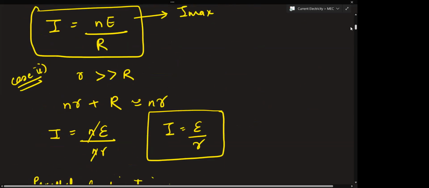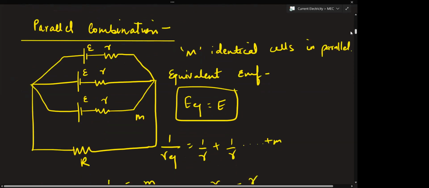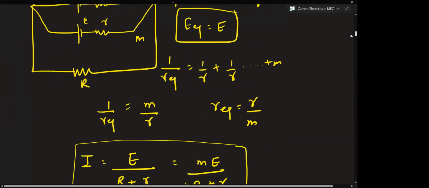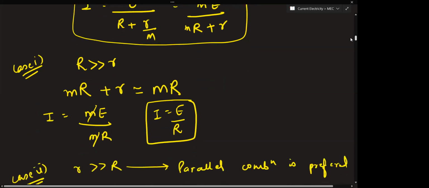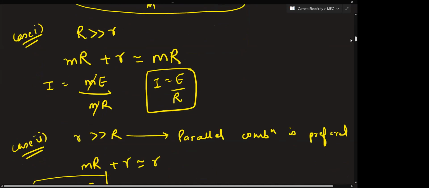Second one was parallel combination. In case of parallel combination, EMF remained the same through the R equivalent. We calculated I equal to m into E divided by mR plus r, where m is the number of rows. So again, two cases you had, where external resistor was greater than your internal resistance. So current became equal to E divided by R. So we are getting a lesser amount of current.